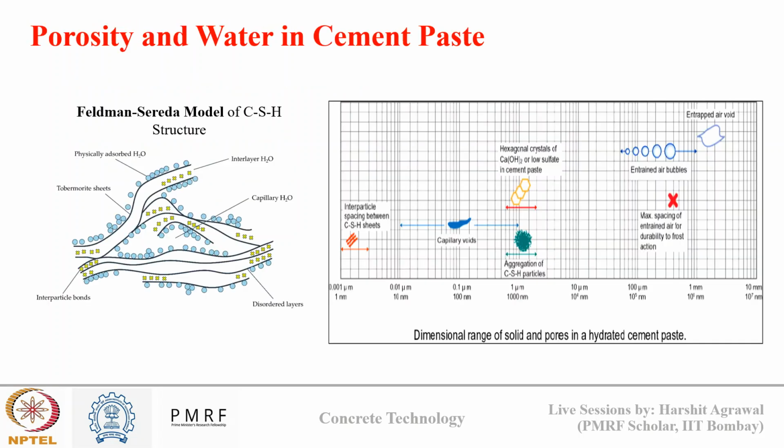So last week we concluded the second week of the course where we started with the discussion of different types of water and porosity in the cement paste system. For water, we talked about three types of water: capillary water, gel water, and chemically bound water. And we saw the representation of these water in a Feldman Sereda model of C-S-H structure. Similarly, we characterized porosity in three size ranges: capillary pores, gel pores, and macro pores, and we saw them on a dimensional scale representing solid and pore volume in hydrated paste system.